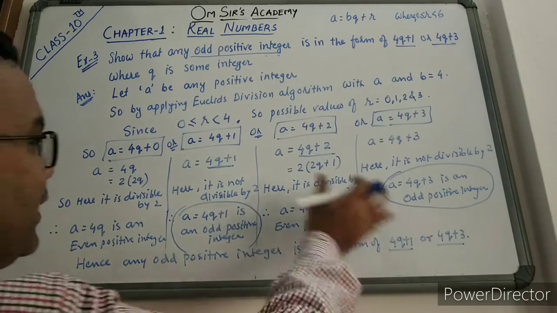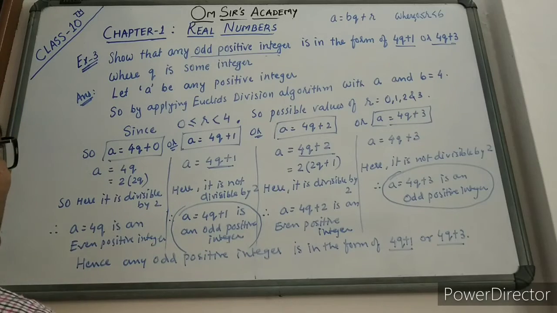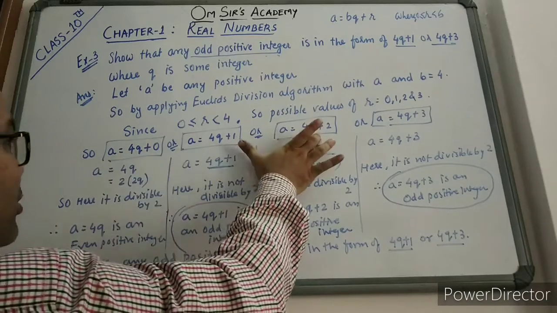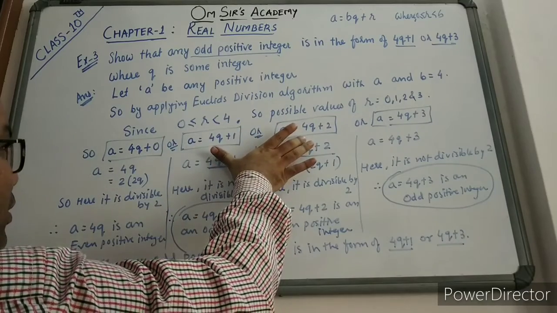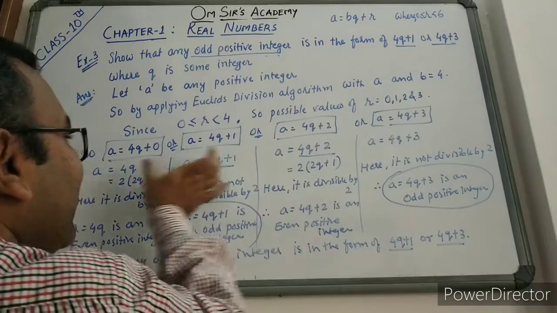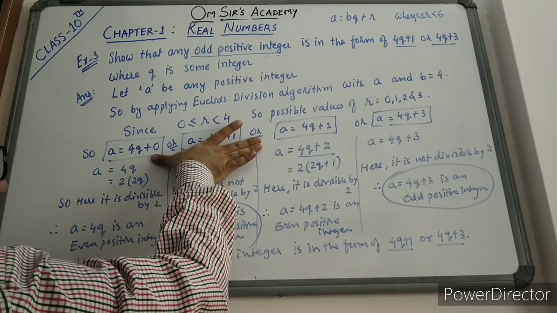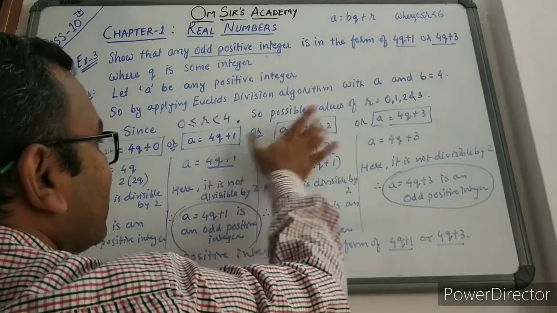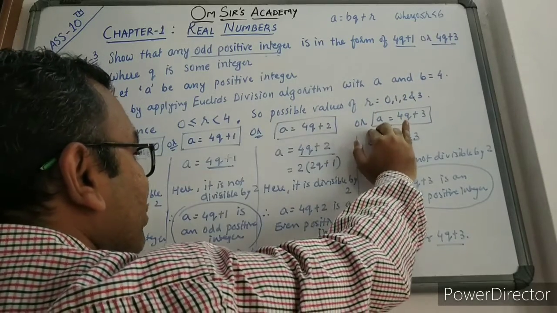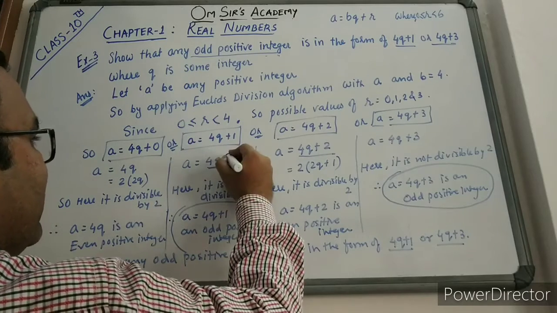Now friends, you can do it in a very short way, no need to do this in detail. If you know that in these two terms we can take out 2 as a common factor, and in these two terms we cannot take out 2 as a common factor, then directly we can write that these two are divisible by 2, so they are even positive integers, and these two numbers, A equals 4Q plus 1 and 4Q plus 3, are not divisible by 2, so they are odd positive integers.